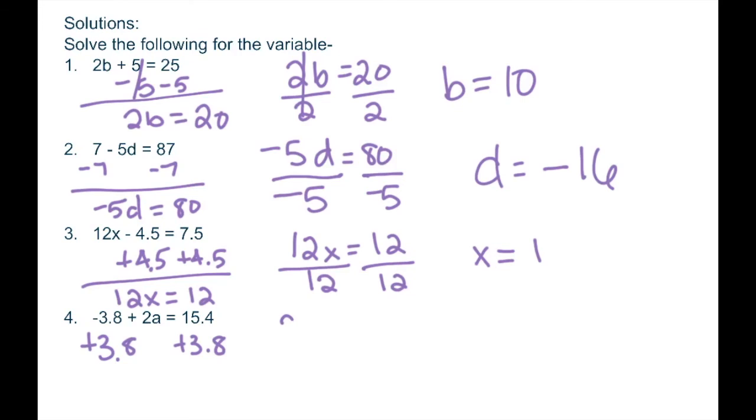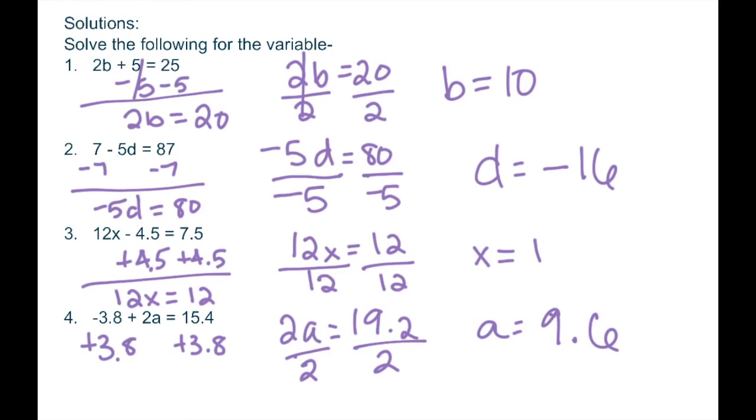When I do that, I get 2a is equal to 19 2/10. Now I want to divide both sides by 2. And that leaves me with a is equal to 9 6/10.